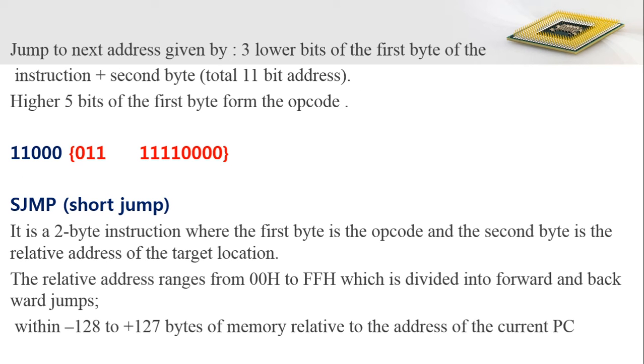In the case of short jump, it's only a 2-byte instruction. The first byte is the opcode and the second byte is the operand address for the target location. It permits forward and backward jumps, up to a maximum of 127 bytes forward and 128 bytes backward.